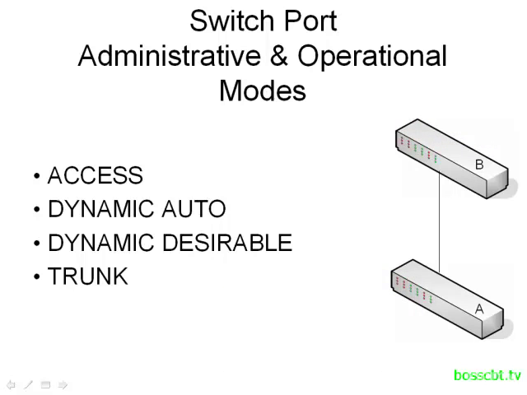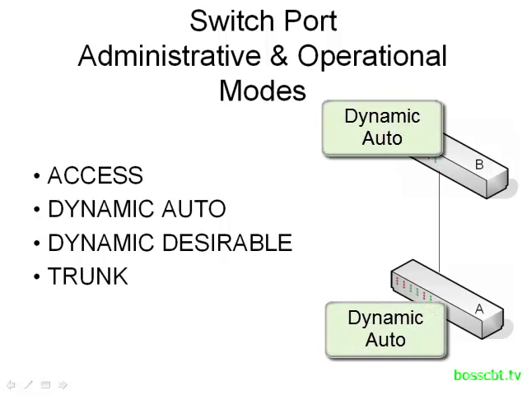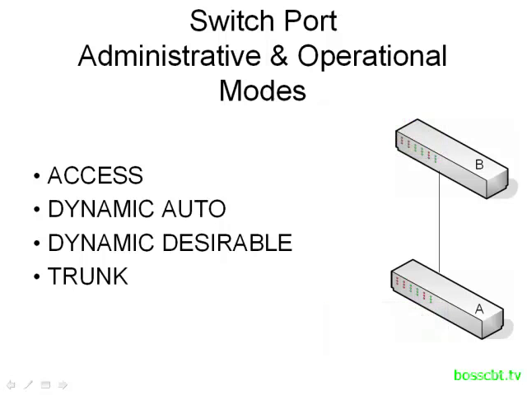Likewise, if both of these are configured for dynamic auto, a trunk will not form because, remember, no one takes that first step in order to create the trunk. The good news is, as long as one side is either dynamic desirable or in trunk mode, then at least the negotiation can be started for a trunk to happen. Okay, so keep that in mind when you're troubleshooting or practicing for exams.